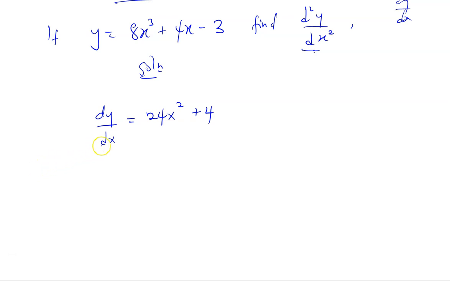So at this point, finding d squared y on dx squared becomes very simple. I want to differentiate dy dx again. So this one, 24 times 2 will give me 48x, and this gives me 0. So in that case, d squared y of this function is giving us 48x. That is what is termed as successive differentiation.